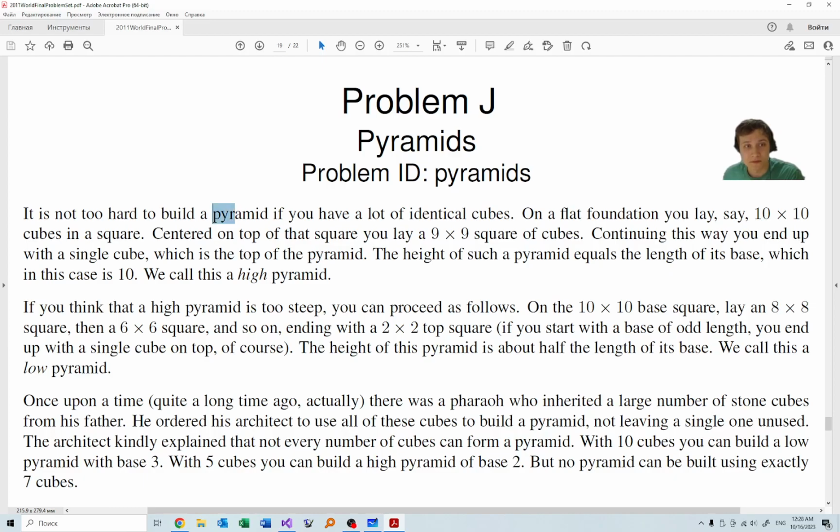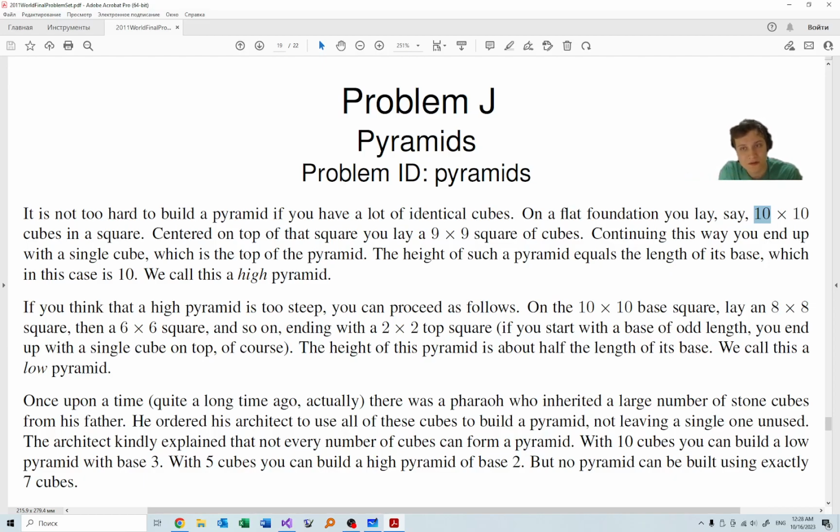So we have a pyramid, and there is a notion of a high pyramid and a low pyramid. What is a high pyramid? So we start with some foundation, which is square. For example, 10 times 10. On top of that, we put a 9 times 9 square. We continue one by one until we get a 1 by 1 square, which is a pinnacle. So this is called the high pyramid. And the high pyramid can be created for any basis except 1. So you cannot have a pyramid of height 1. It should be at least height 2.